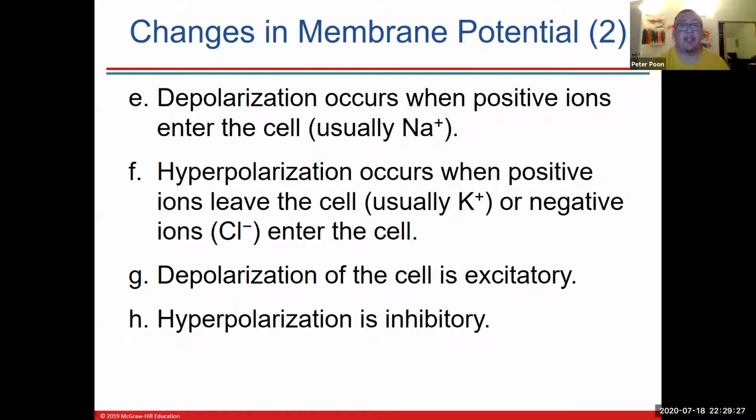Depolarization occurs when positive ions enter the cell. I explained that sodium coming in usually does this. Hyperpolarization occurs when positive charges leave the cell or negative charges enter the cell, like the K plus example I gave you. The other example is chloride ions coming in. More negative charges coming in means the cell is more negative now. Depolarization of the cell is excitatory, and hyperpolarization is inhibitory. You don't know why yet. I'm going to explain that in a couple of slides.